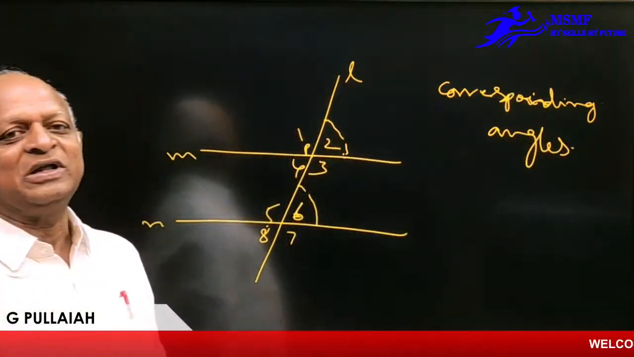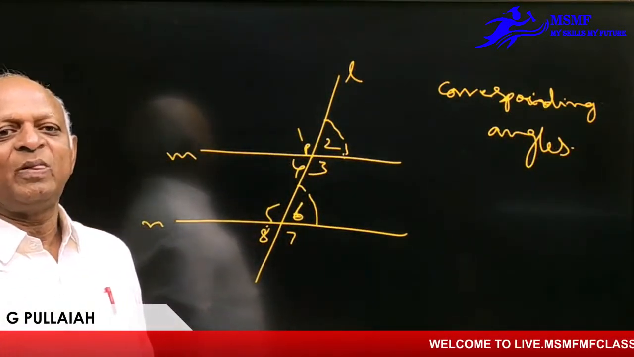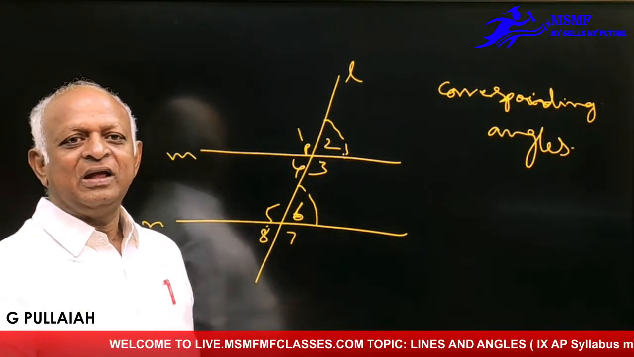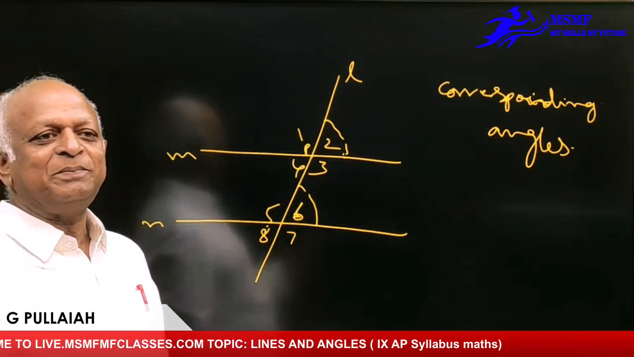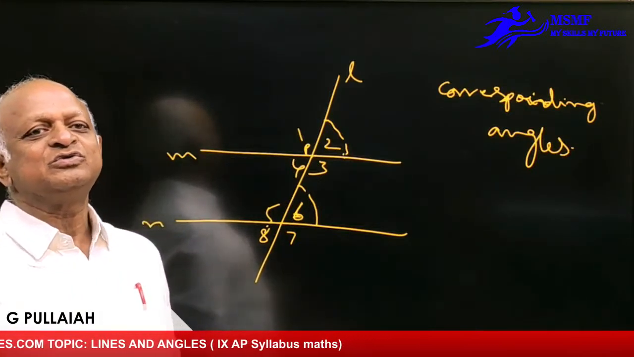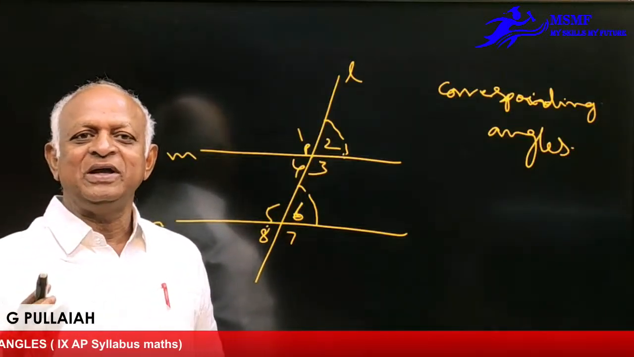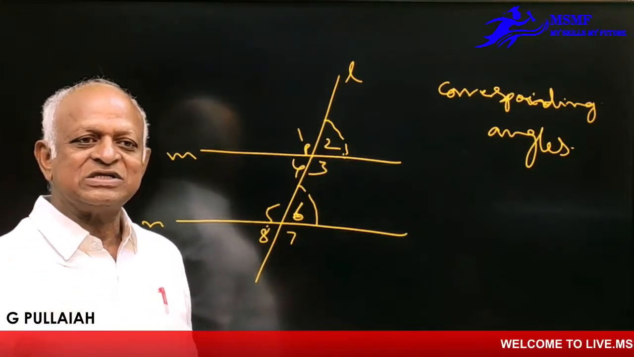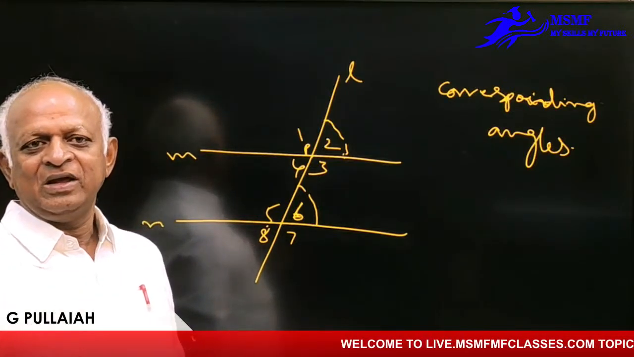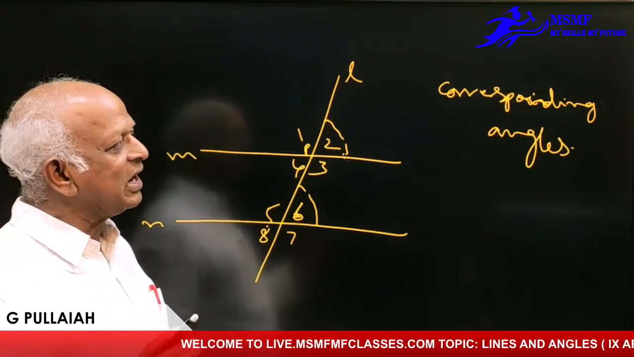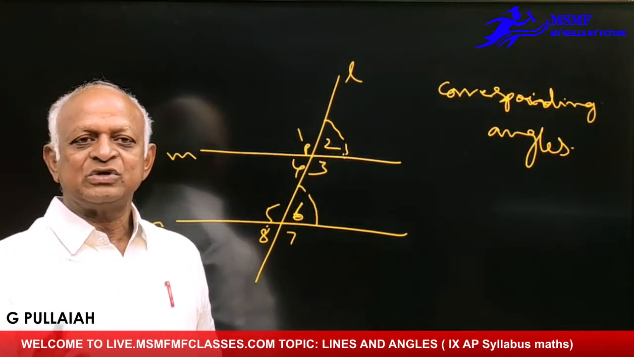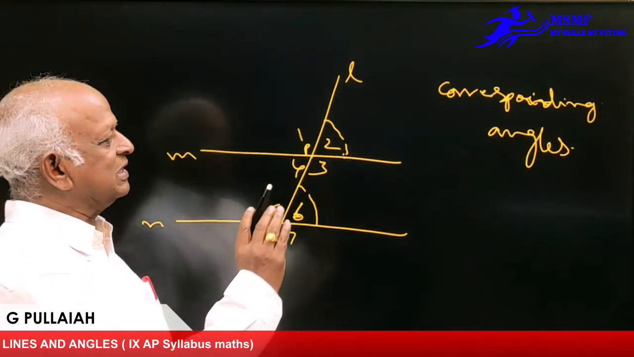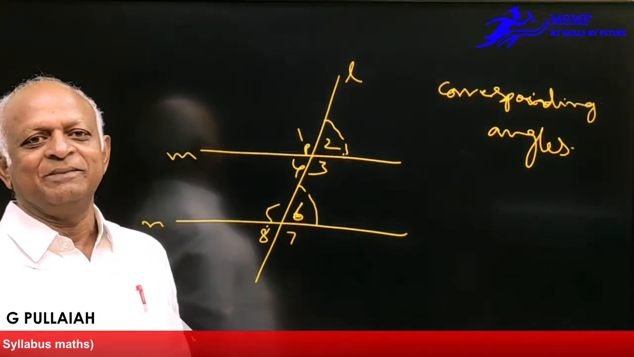How to recognize the corresponding angles? First, they must be on the same side of the transversal. Second thing, both of them should not be interior and both of them should not be exterior. One must be exterior and the other must be interior. So such angles are said to be the corresponding angles. So think very carefully. How can we recognize the corresponding angles? First condition, they must be on the same side of the transversal.